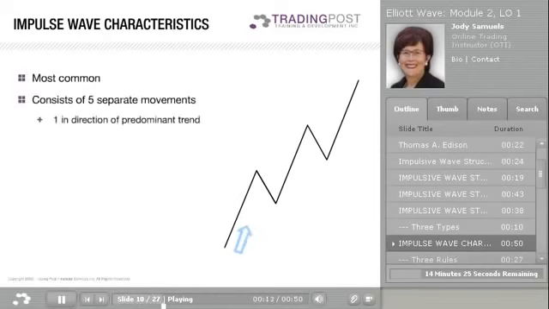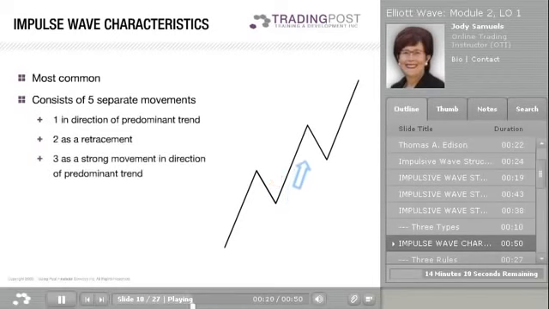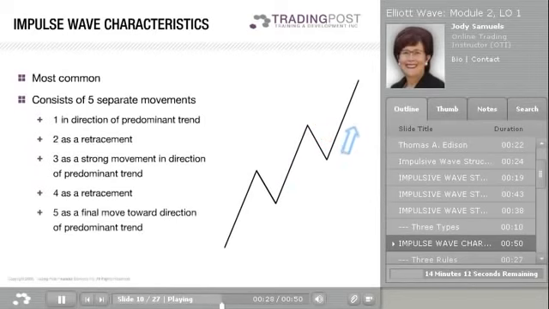Wave 1 in the direction of the predominant trend, Wave 2 as a retracement, Wave 3 as a strong movement in the direction of the predominant trend, Wave 4 as a retracement, and Wave 5 as a final move toward the direction of the predominant trend. Impulsive moves strongly in direction of trend. As a guideline, a rising impulse will start at or just after a major low. In a falling market, an inverted impulse will start at or just after a major high.